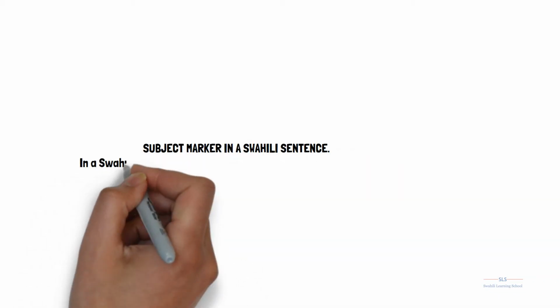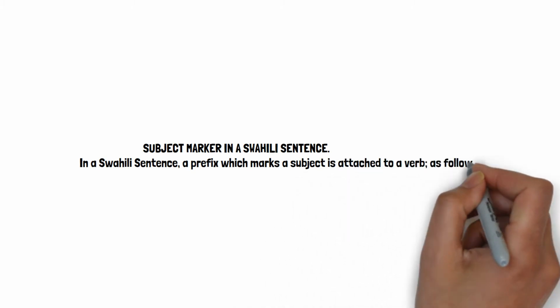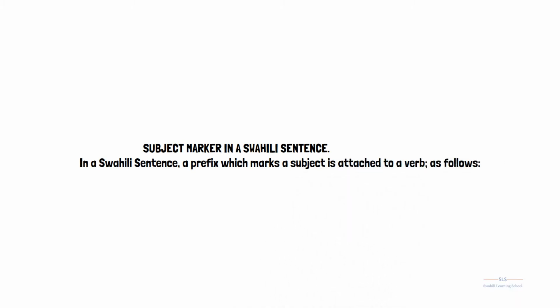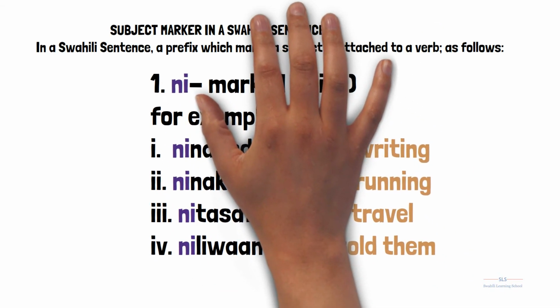Subject marker in a Swahili sentence. How do we mark a subject in a Swahili sentence? In a Swahili sentence, there is a prefix which marks a subject and which is attached to a verb. So in a Swahili sentence, prefixes are morphemes which are attached to a verb, and these morphemes stand instead of a noun or a pronoun. And you can see from this number one.